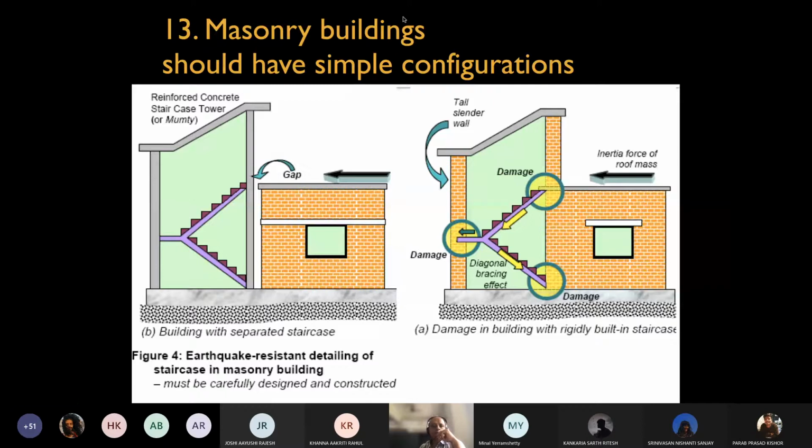Okay, of course on the left side you have an ideal scenario where the staircase is kept completely separated from the masonry. This is also important. This is one of our strategies, so that there shouldn't be any pounding effect, and the staircase is built in RCC. Okay. So this was one of the ways in which staircases were made stiffer, and it was ensured that the staircase will not collapse when people rush out onto the open ground.